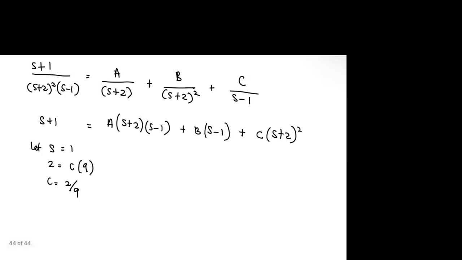Then solve for A. If I choose S equal to minus 2, A will be 0, C also 0. Minus 2 here will become 0. Minus 2 here will become 0. So let S equal to minus 2. Minus 2 plus 1 is minus 1. A is 0, B will be minus 2 minus 1, which is minus 3. C is 0. So B is minus 1 over minus 3, so 1 over 3.